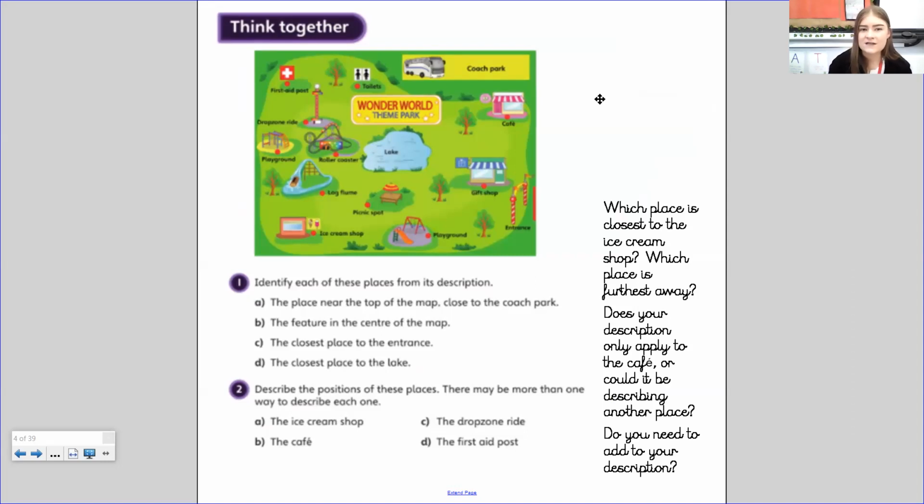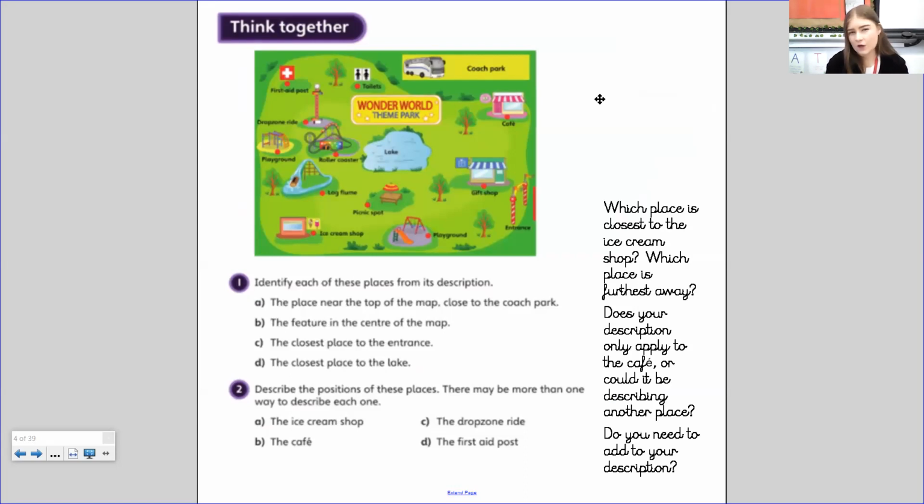And then finally, the first aid post. What would we say for that one? How could we describe that one? We might say near the toilets and the drop zone ride.